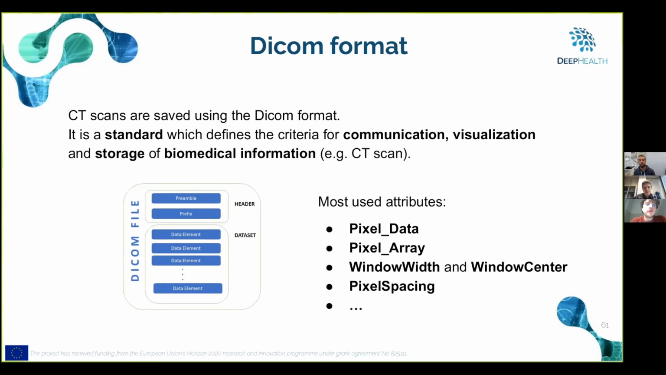A typical DICOM file, as you can see in this figure, has a header part and a dataset part. In the metadata information, we have many attributes. The main ones that we use in our pipeline are, for example, pixel data, the pixel array where the image is stored, the window width and the window center, pixel spacing, and so on, that I'll explain later.